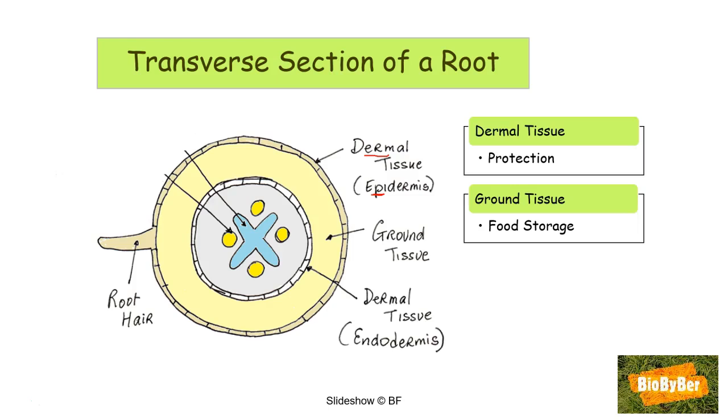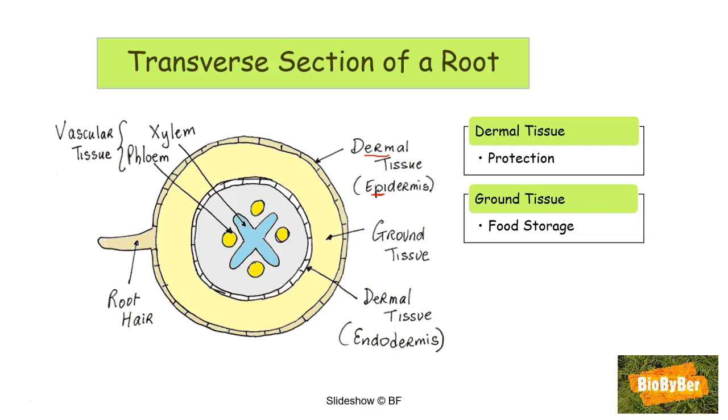Then there is a layer of dermal tissue called the endodermis. The endodermis function is also protection, as it allows the root to select what enters the vascular tissue, that is, xylem or phloem. Lastly, we have the vascular tissue. Vascular tissue is transport tissue. It's concerned with carrying water and minerals or food.